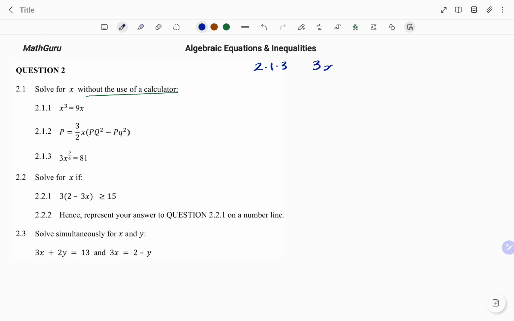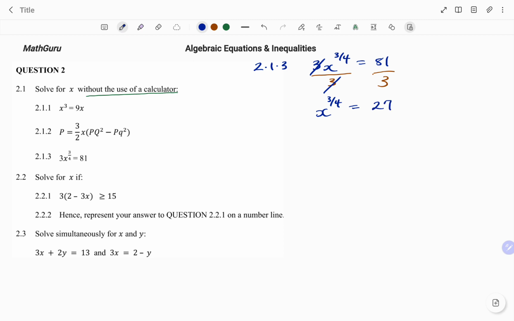The next question says 3x raised to the power of the rational exponent 3 over 4 equals 81. The first step is to divide both sides by 3. Note that because we're not using the calculator, we must show all our steps. So therefore, we're left with x to the power of 3 over 4 equals 27.